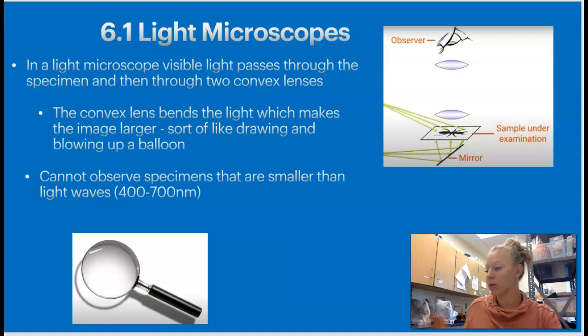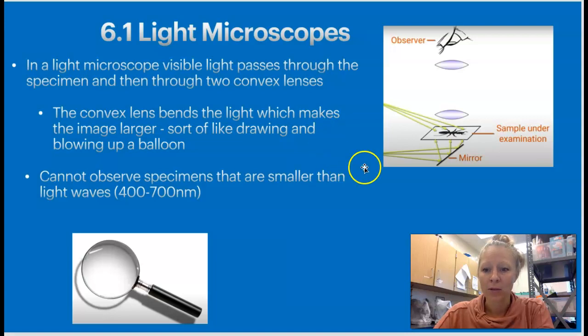Let's talk a bit about a few of the different microscopes that we use in class, or not necessarily in class, that we use in biology. The first microscope that we're going to talk about is a light microscope. That uses light waves. If we look at this picture here, there's going to be light that goes up, and the light's going to bounce off the specimen, and it's going to go through these convex lenses, which is going to make it bigger. So these lenses are like magnifying glasses here.